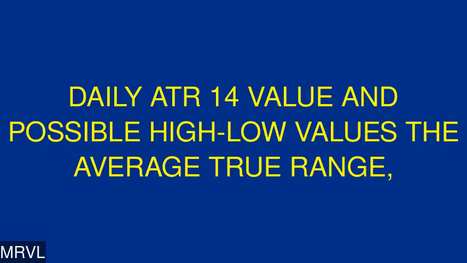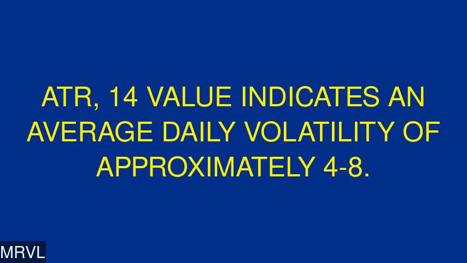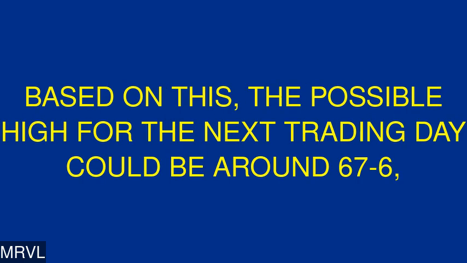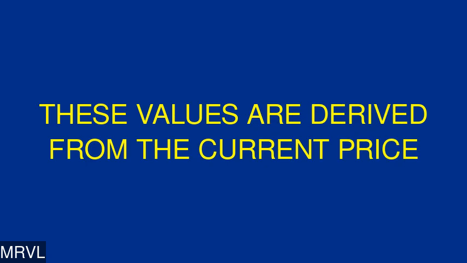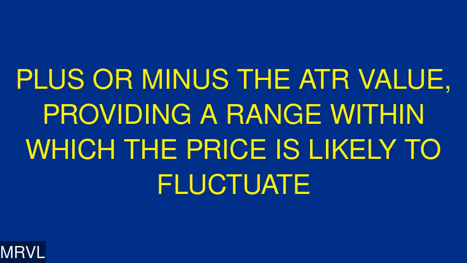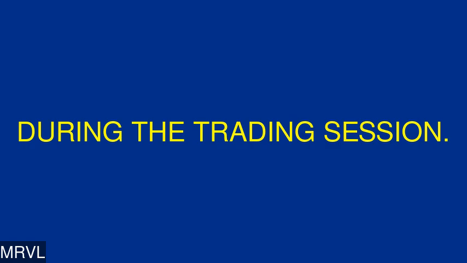Daily ATR 14 value and possible high-low values. The average true range, ATR 14 value, indicates an average daily volatility of approximately 4.8. Based on this, the possible high for the next trading day could be around 67.6, while the possible low could be around 58.0. These values are derived from the current price plus or minus the ATR value, providing a range within which the price is likely to fluctuate during the trading session.